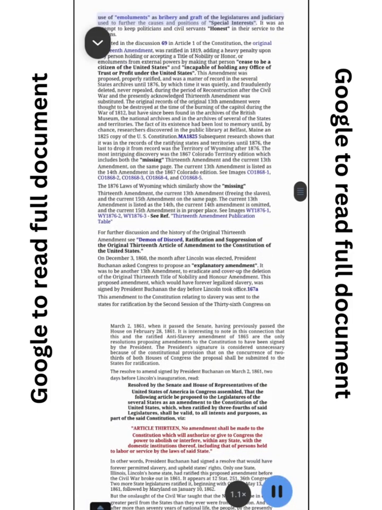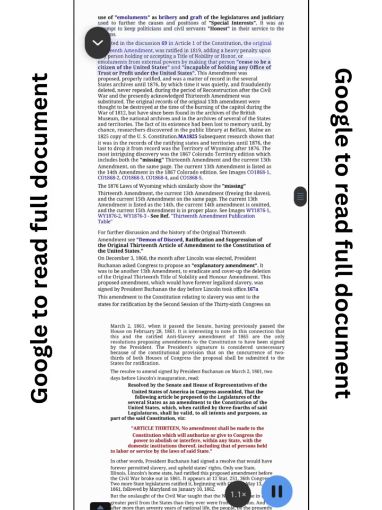use of emoluments as bribery and graft of the legislatures and judiciary used to further the causes and positions of special interests. It was an attempt to keep politicians and civil servants honest in their service to the citizens.